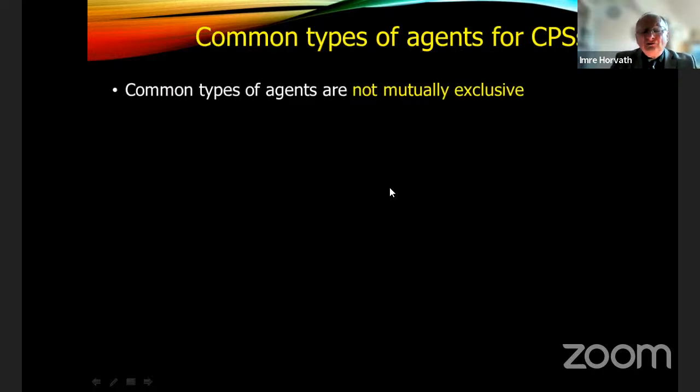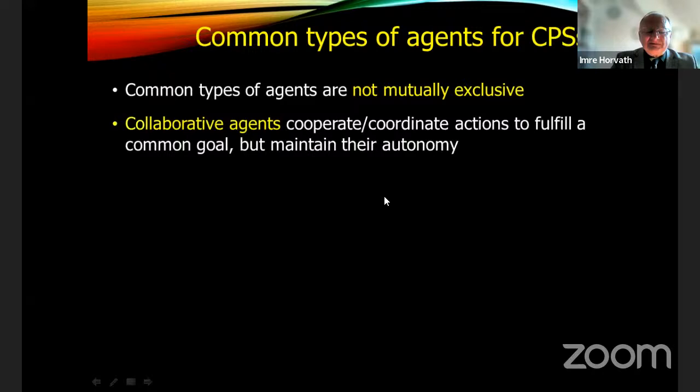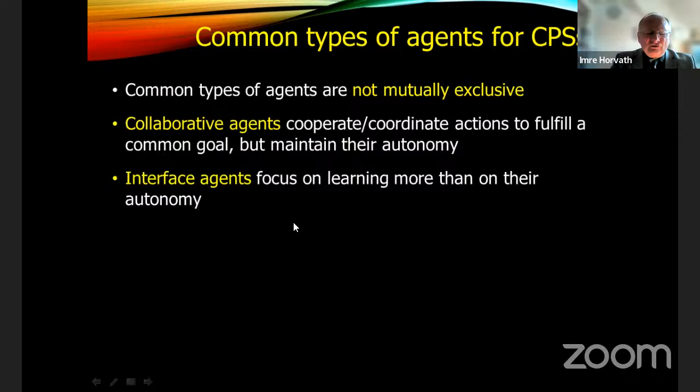Obviously, they are not mutually exclusive, so it doesn't mean that only one type can be considered. They can be considered collectively, and they can even be combined for specific purposes. The first one is the collaborative agent concept, which coordinates action to fulfill a common goal but maintains autonomy. Then we can talk about interface agents, which focus on learning more than on their autonomy.